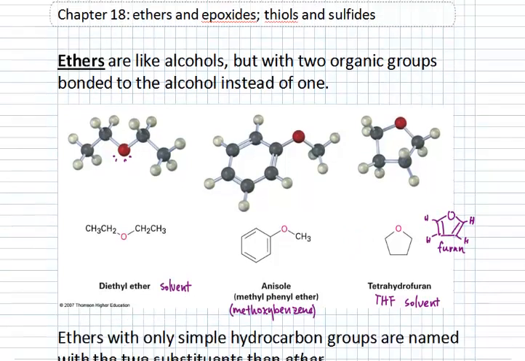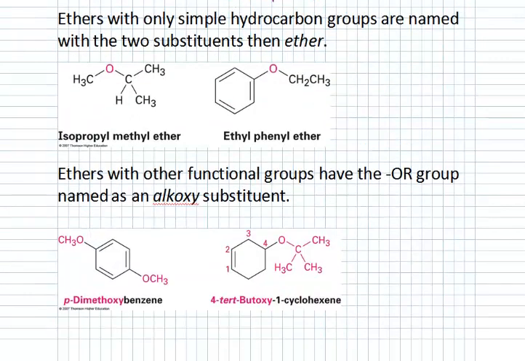Very, very common name. To name simple ethers, the simplest ethers just have 2 simple hydrocarbon groups attached to them. So if we have specific names for those hydrocarbon groups, we just name them alphabetically with those groups. Okay? So the format is alkyl alkyl ether. So 3 words.